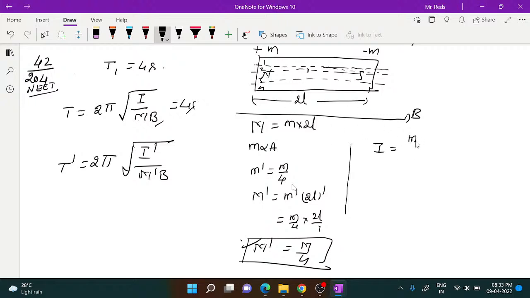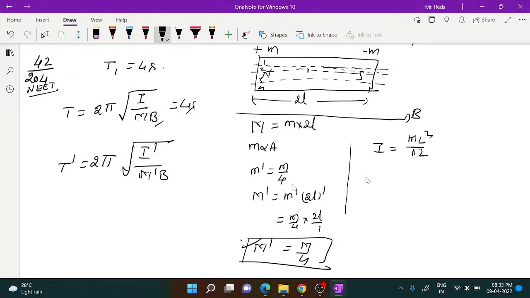For the initial one, the moment of inertia is m l square by 12, where m is mass. For a rectangular bar, we have to take the breadth as negligible. It is mentioned that the bar magnet's breadth is small, so we take it as a very thin bar. So m l square by 12.